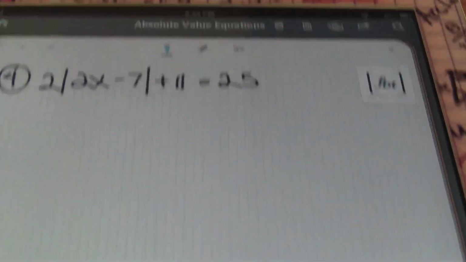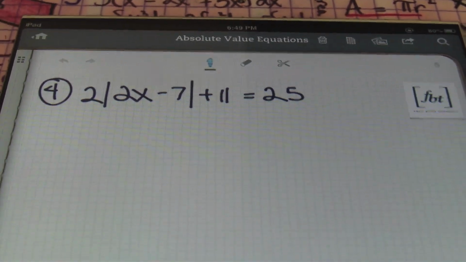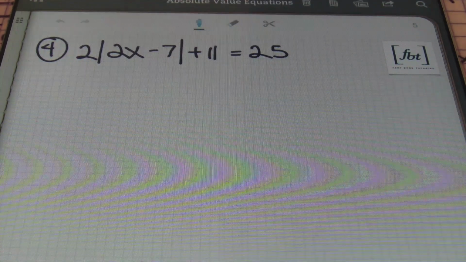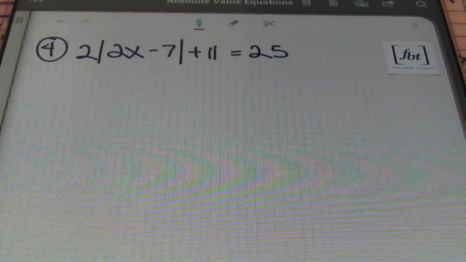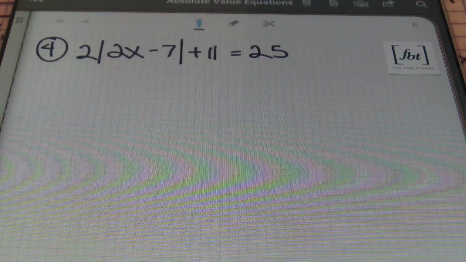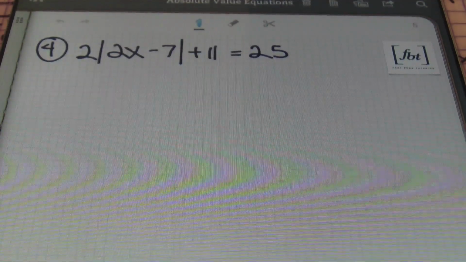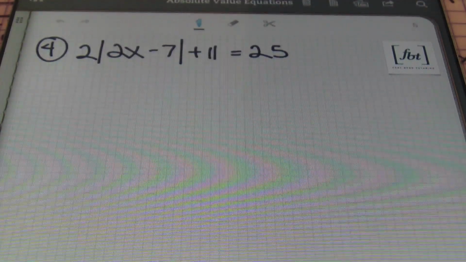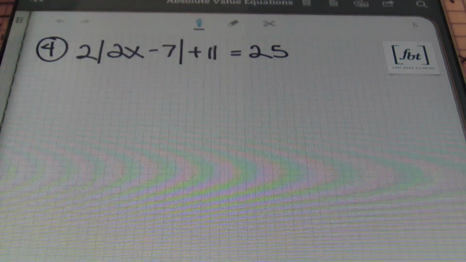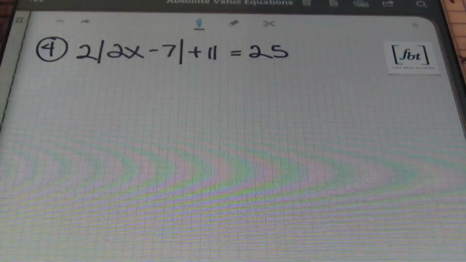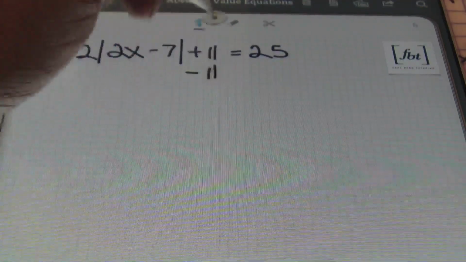Let's check it out. Here in this problem, we have problem number 4. And in problem number 4, we have 2 times the absolute value of 2x minus 7 plus 11 equals 25. Follow the steps that I gave you, and we can get to the solution. Step 1. Isolate the absolute value. Let's get it by itself. So in order to get the absolute value by itself, I'll be subtracting 11 from both sides.